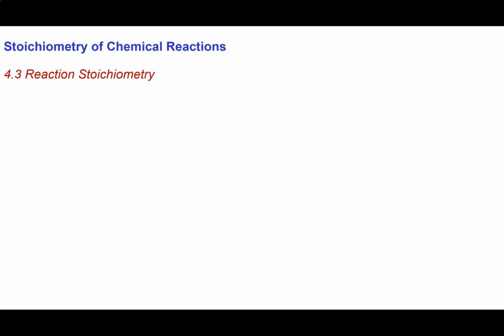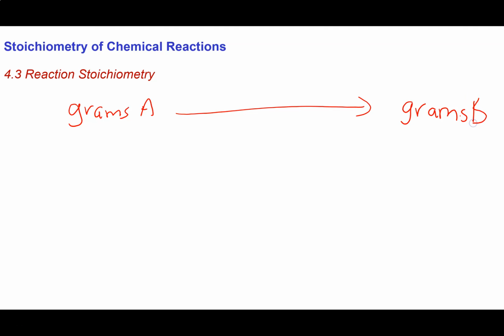So in this video, we're going to briefly review reaction stoichiometry. You might remember that stoichiometry just means calculations involving the amounts of substances. In particular, we're going to review one very common type of reaction, where we convert grams of one substance into grams of another substance.